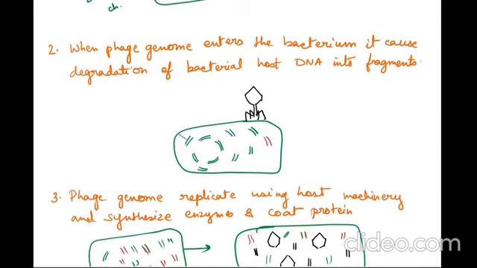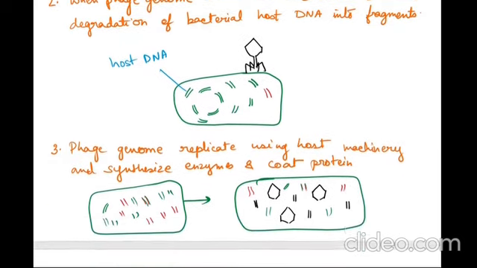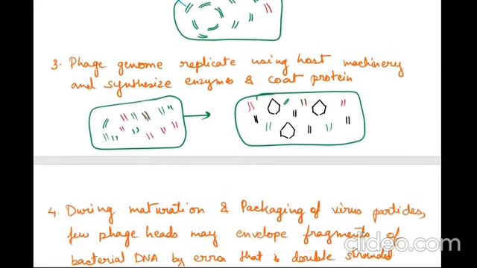So the bacterial host DNA, this was the host DNA which is getting degraded. Next, the phage genome replicates using host machinery and synthesizes enzymes and coat protein. So it has made the coat protein and the different parts. These are the various parts, and this is the DNA, this is the DNA, this is the DNA. So they are doing their own thing and making their own parts.